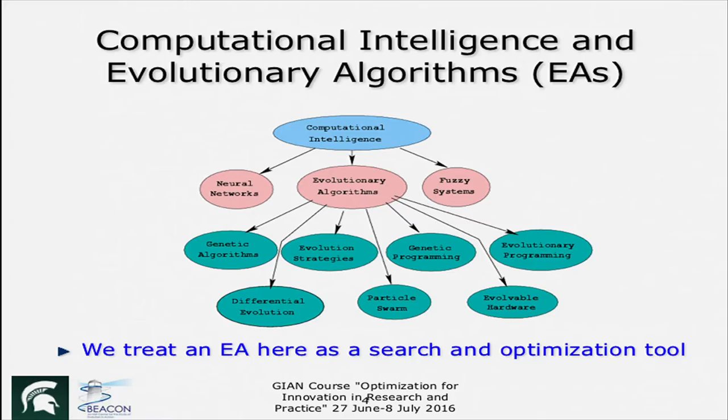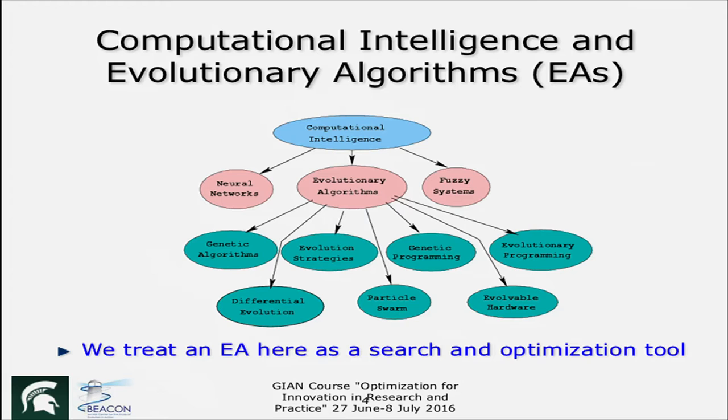There is an optimization process inside a neural network, but a neural network cannot optimize. Evolutionary algorithms are used for optimization. That's why we are talking about them in this course, right? Because it's a course on optimization. I'll not be talking about neural nets here. Fuzzy systems are also not solving optimization problems. It's a way to represent your variables, your solutions.